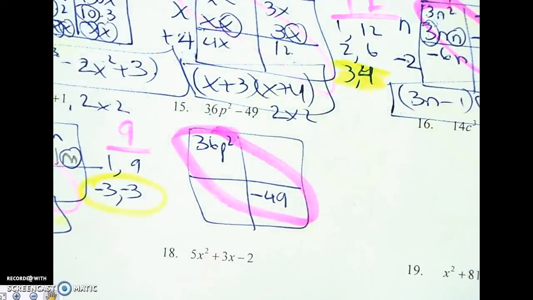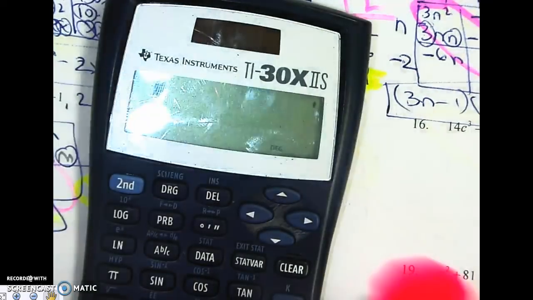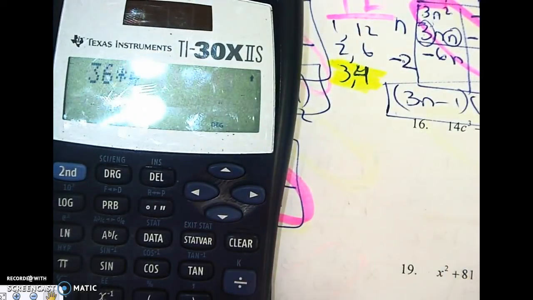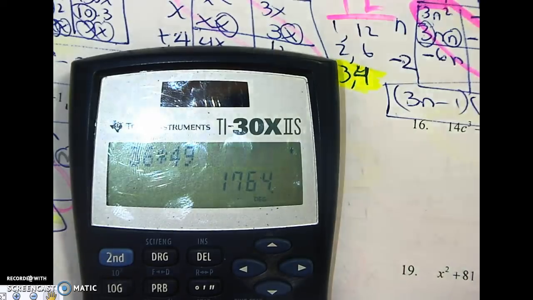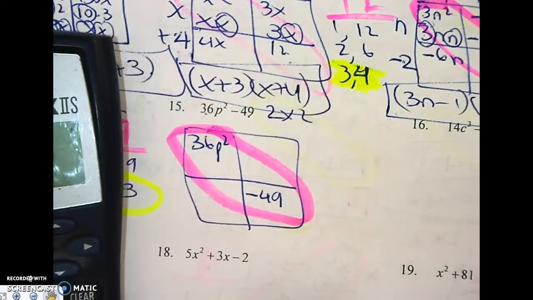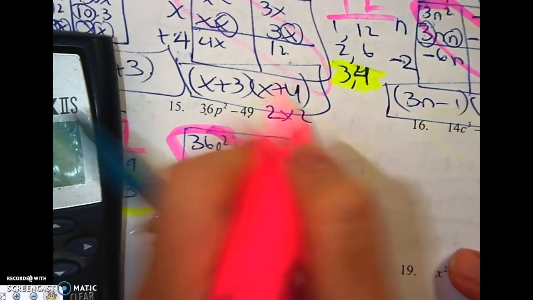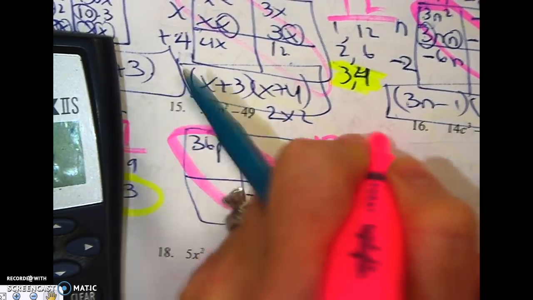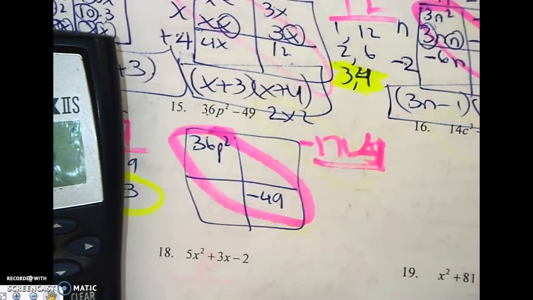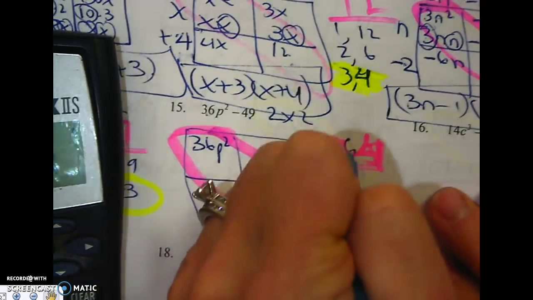Now, that's going to be difficult to multiply. So I'm going to pick up my calculator and I'm going to go 36 times 49. I know it's hard to see. So 1764. So negative 1764. Oops. Remember, let me make that 6 a little bit more clear.